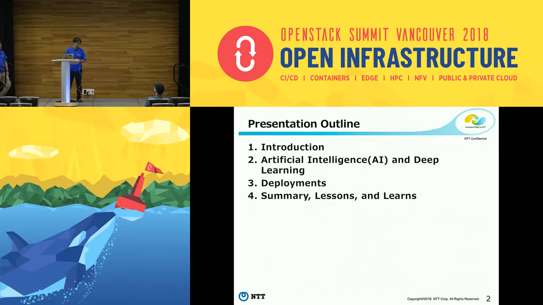Okay, at first, this is the outline of our presentation. At first, I'd like to quickly review why we have started this infrastructure project at NTT Laboratories. And then I explain some topics about AI and deep learning. And then we'll switch the presenter to Kota, and he's going to talk about the implementation and deployment on our environment. And then we conclude the presentation with summary and lessons learned.